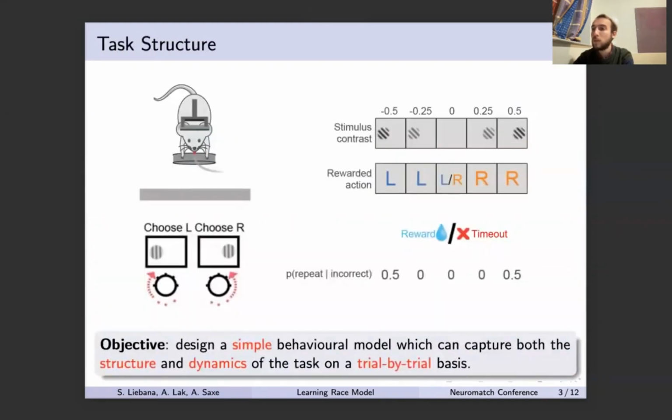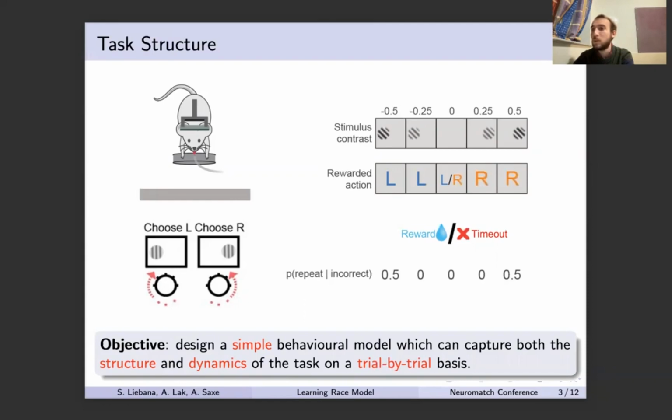The experiment being conducted in Armin Lack's lab at Oxford consists of a simple two alternative choice task, where water-deprived mice have to choose between rotating a wheel left or right, depending on the position of a grating with varying contrast levels across trials. This is also known as the IBL, or International Brain Laboratory task. Correct choices are rewarded with water and incorrect choices punished with a timeout.